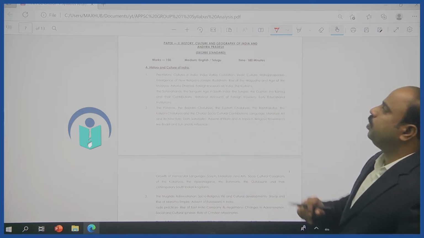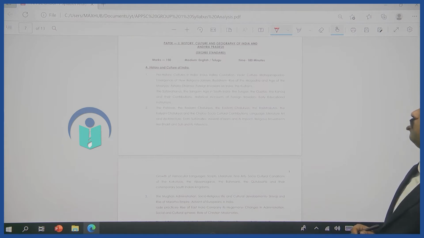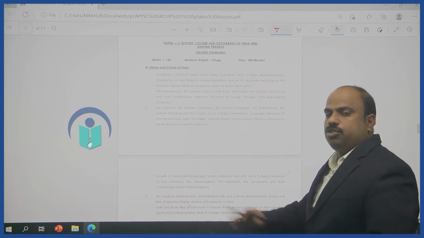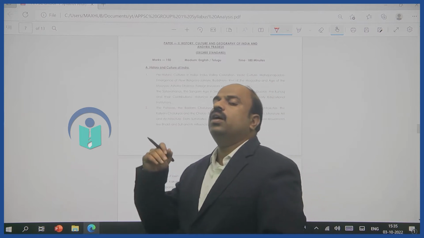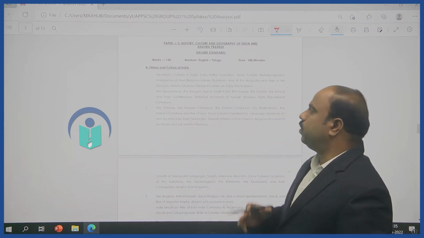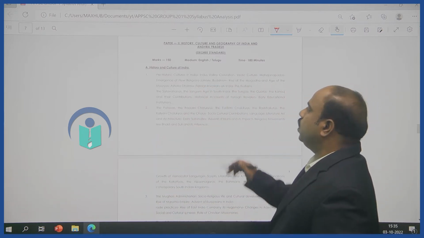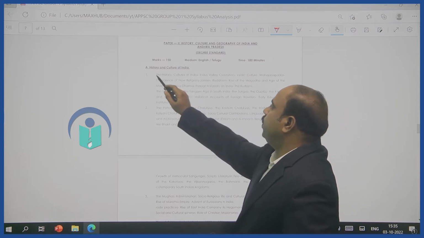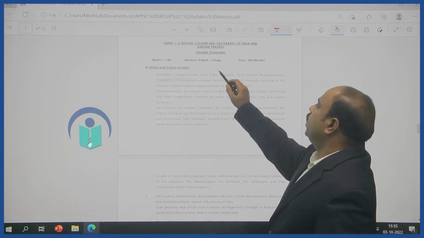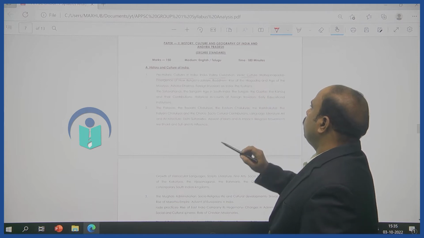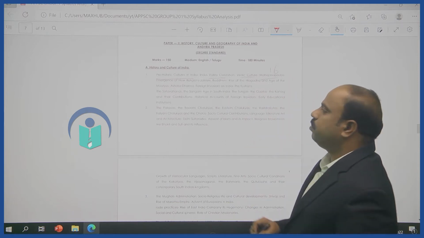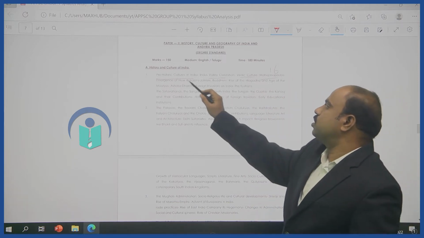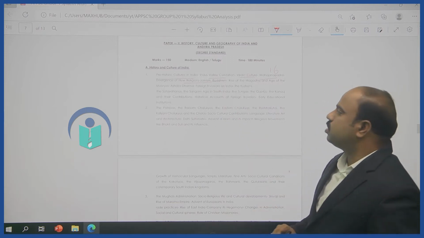Okay, next, coming to paper 2, history, culture and geography of India and Andhra Pradesh. History of Andhra Pradesh, history of India. Next, geography of India and geography of Andhra Pradesh. Following. So here, history and culture of India: prehistoric cultures of India, Indus Valley civilization, Vedic civilization, 16 Mahajanapadas, emergence of new religions known as Jainism, Buddhism.